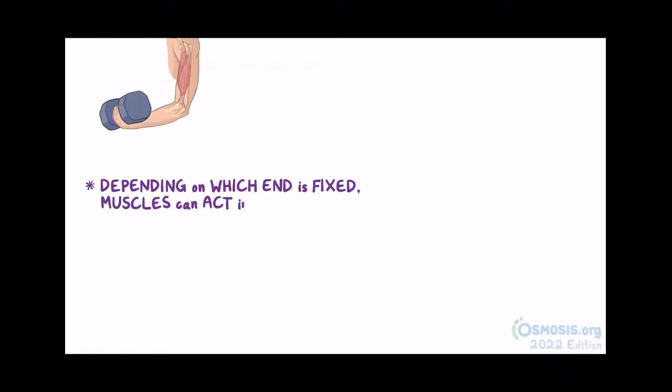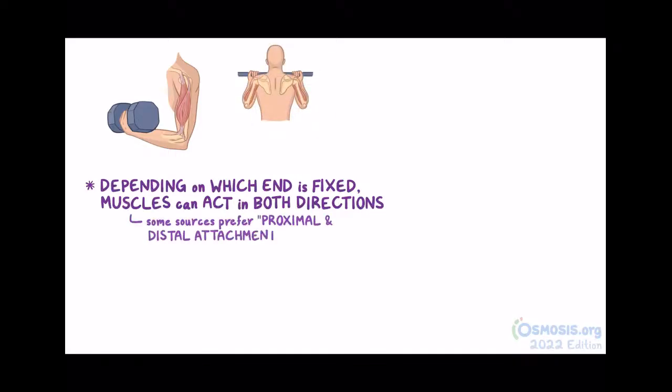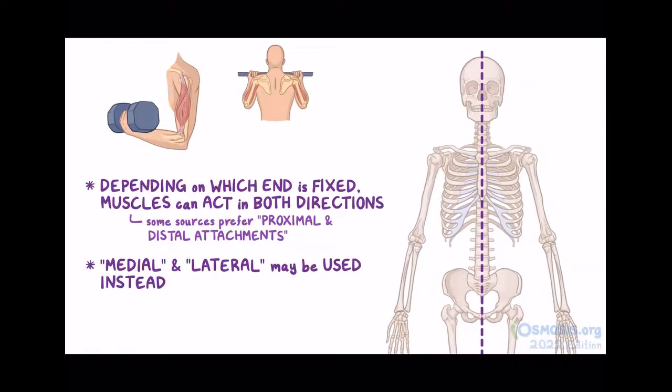Depending on which end of the muscle is fixed, some muscles can act in both directions, which means the proximal attachment is sometimes the movable end of the muscle. That's why some sources may prefer using the terms proximal and distal attachments instead of origin and insertion when describing the muscle's points of attachment. In some cases, the terms medial and lateral may be used instead to illustrate the proximity of the attachment to the midline of the body, medial meaning closer to the midline, and lateral meaning further away.